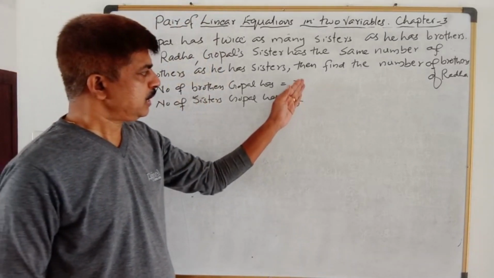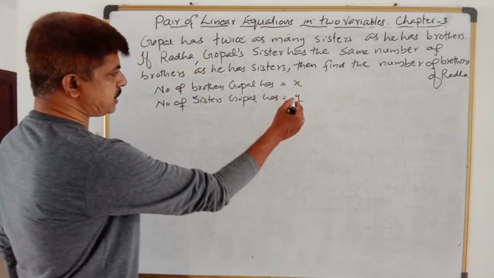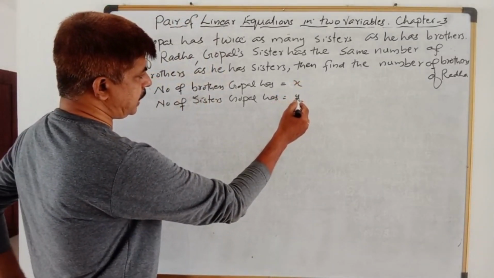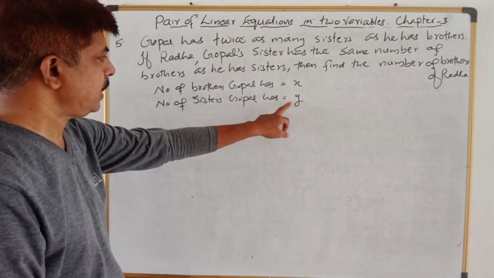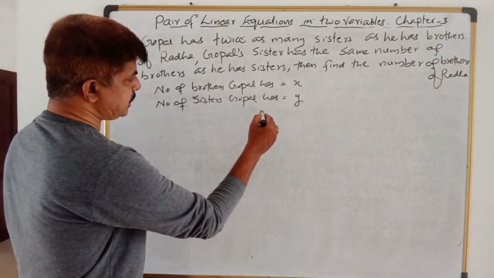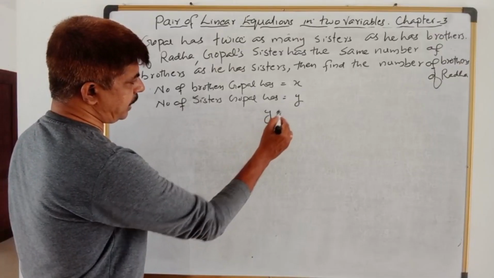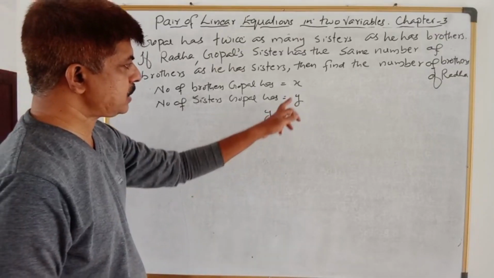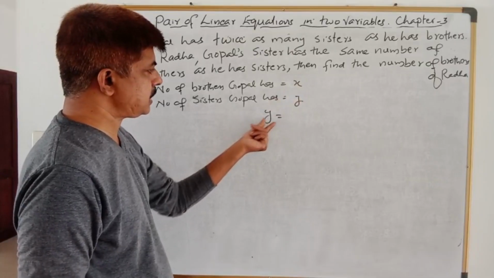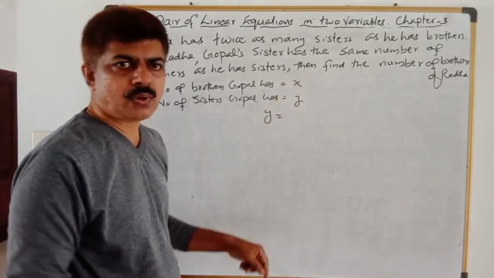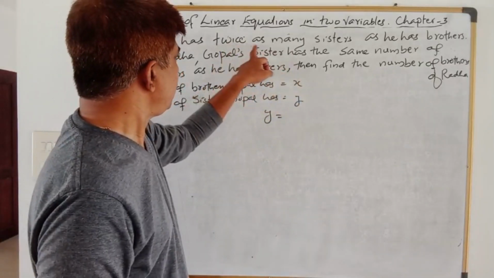Now from this we can make the equation. What we know is that he has more sisters, so y is a greater value. Y, the number of sisters, is more. Y is 2 times x. According to the situation, the number of sisters is equal to 2 times the number of brothers. Okay, is it clear?